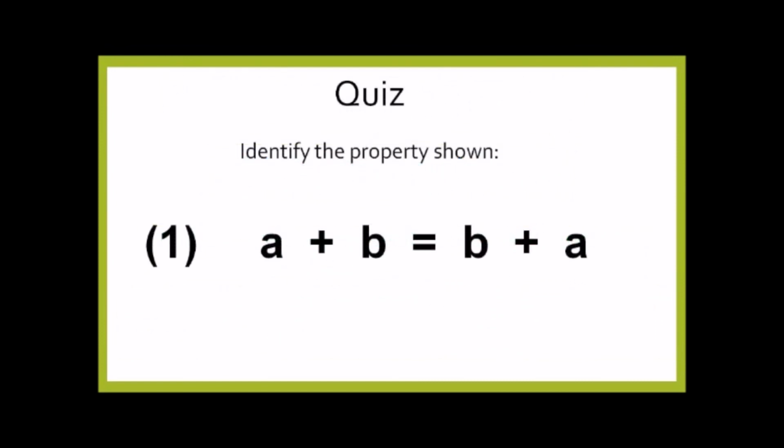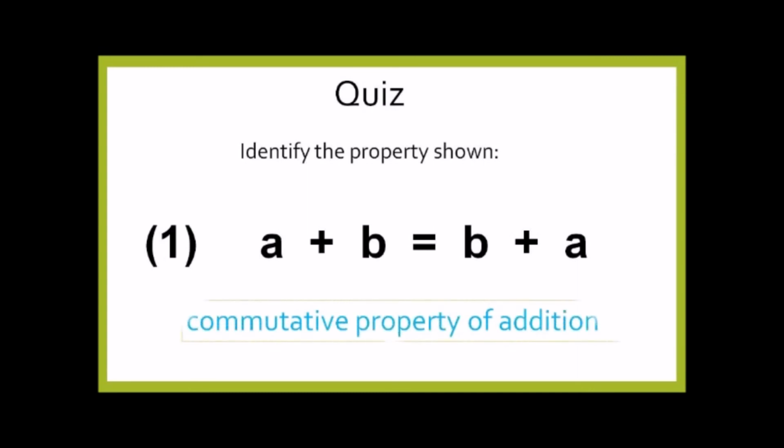Now, let's do a quick quiz and see if you know these. I hope you get 5 out of 5. Identify the property shown. 1, A plus B is equal to B plus A. We started simple, so you should be able to get this correct. Is it commutative, associative, distributive, identity, inverse? Which one is it, guys? Come up with an answer before the answer comes up.